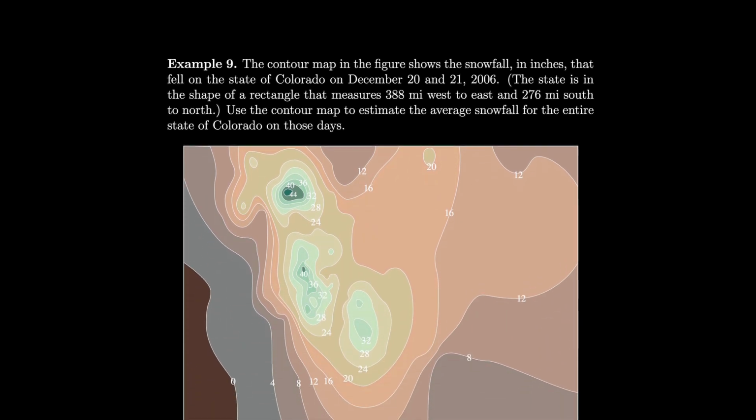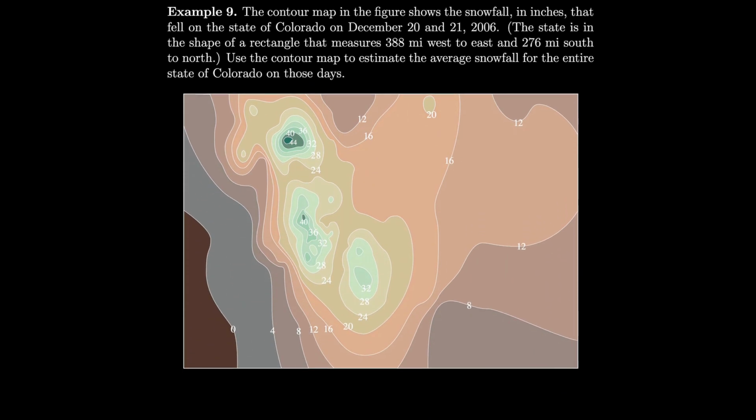So as an example, let's take a look at this contour map. It shows the snowfall in inches that fell in the state of Colorado on December 20th and December 21st, 2006. The state is in the shape of a rectangle that measures 388 miles west to east and 276 miles south to north. We'll use the contour map to estimate the average snowfall for the entire state of Colorado on those days. So how about we put the origin in this corner over here?